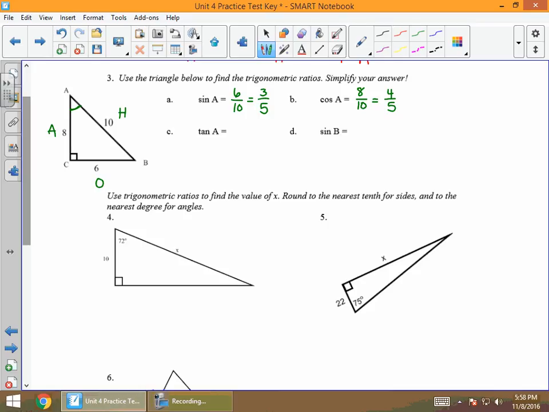And then part C wants the tangent. Tangent is opposite over adjacent, so 6 over 8. Opposite side over the adjacent side. And 6 over 8 reduces to 3 over 4.